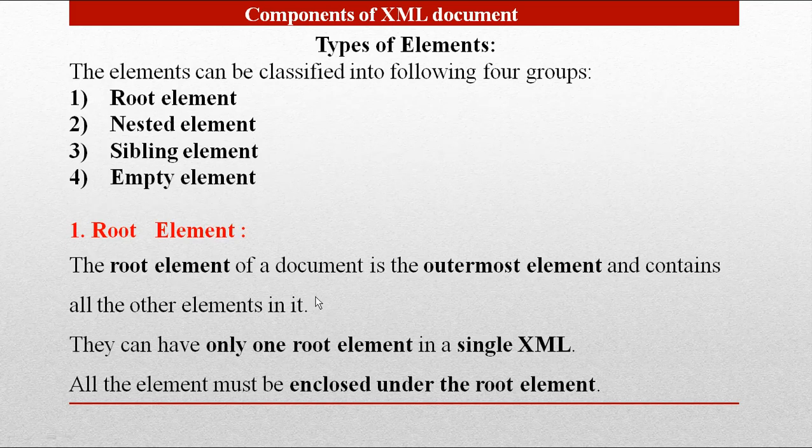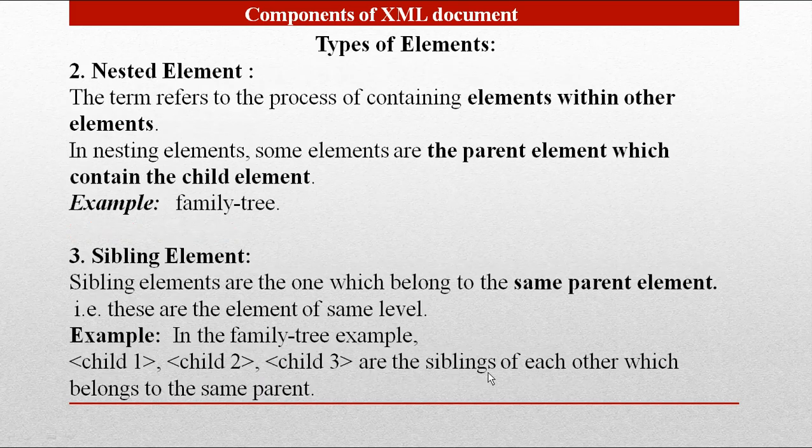Root element: I already told you there is only one root element in an XML document, and it is not allowed to create more than one root element. The root element of the document is the outermost element and contains all the other elements in it. All the remaining elements will be inside the root element, between the opening and closing root element. There can be only one root element in a single XML document. All the elements must be enclosed under the root element.